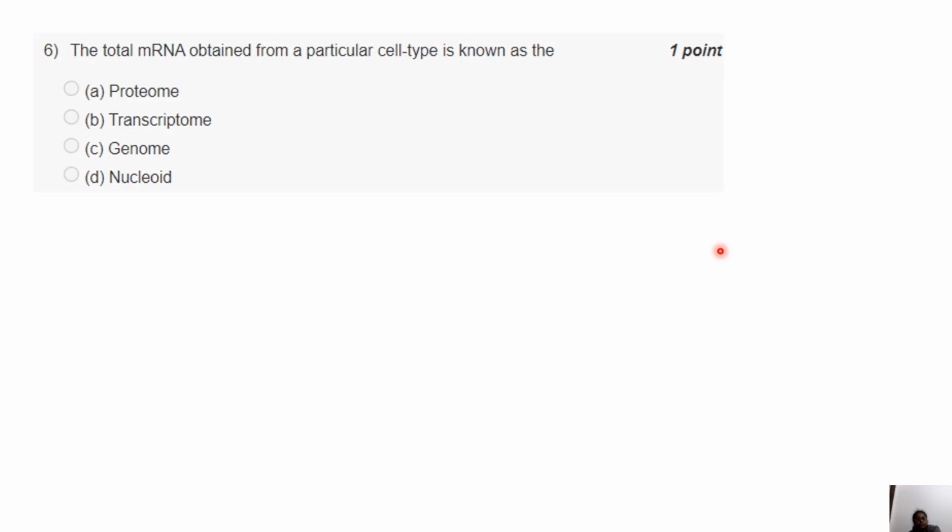Okay, so we'll move on to the next question for today. The total mRNA obtained from a particular cell type is known as: A. Proteome, B. Transcriptome, C. Genome, D. Nucleoid. So I'll wait for a few minutes. Anybody would like to try?